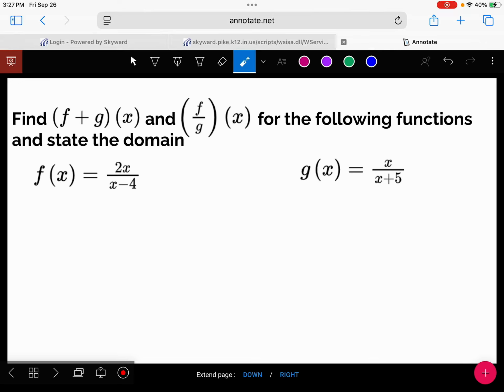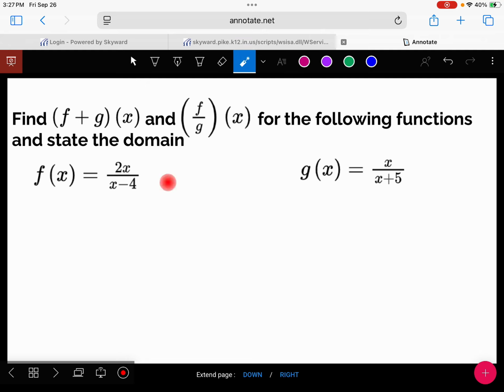Okay, here's our next pair. We've got our f of x being 2x over x minus 4, and our g of x is going to be x over x plus 5. And we're going to find our sum, and we're going to find our quotient. So again, I'm going to start just by identifying my domain.